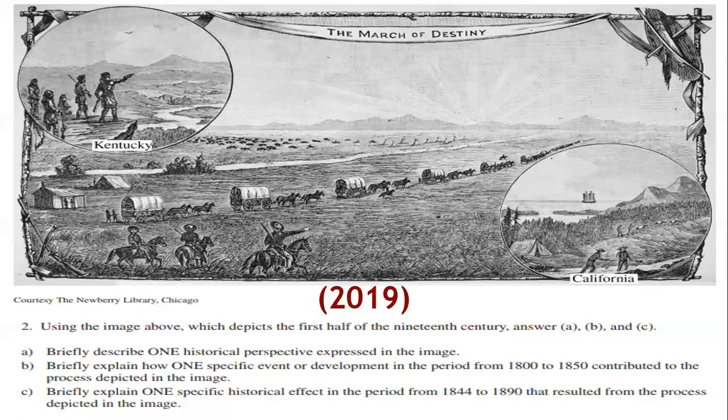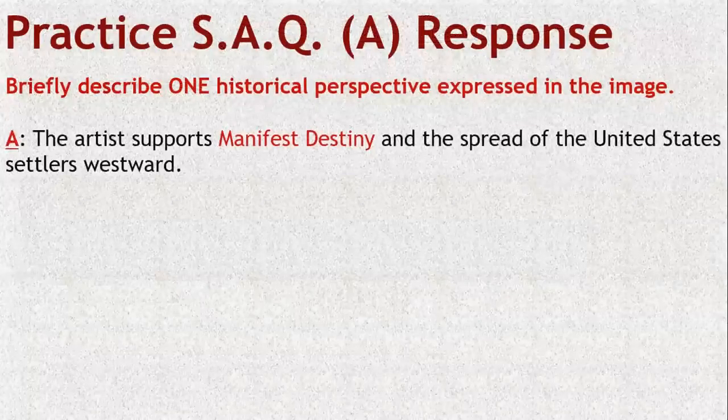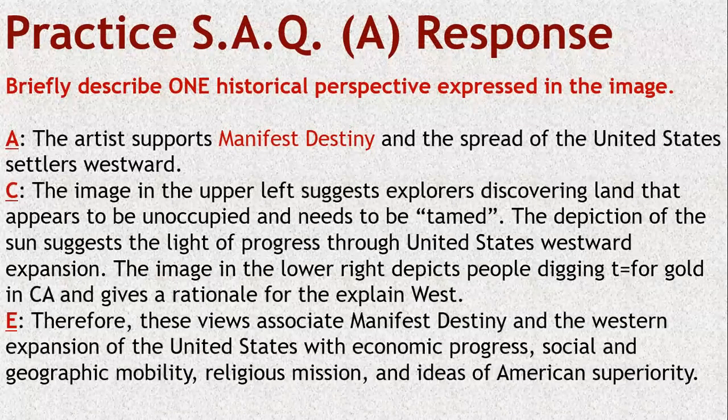Okay. So in answering this, there's manifest destiny. Put it on pause, read through it. Notice what I say. I give an example, manifest destiny. I then explain what that example means. Then I give the therefore statement. Therefore, these views associated with manifest destiny, the westward expansion of the United States, with economic progress, social and geographic mobility, religious mission, and ideas of American superiority. Okay, that's the perspective the artist is giving.